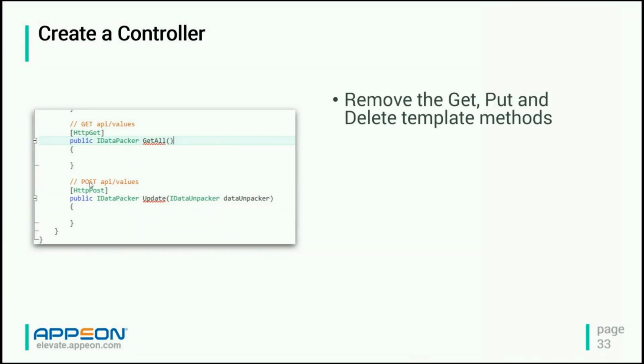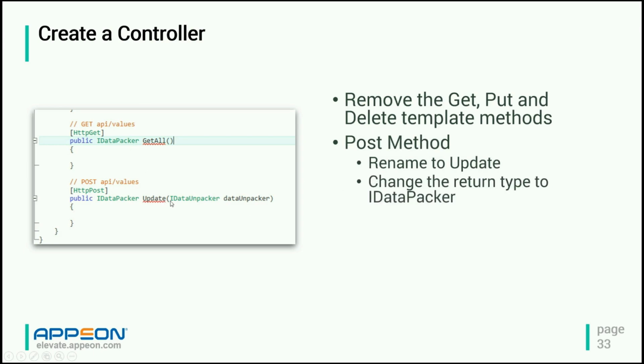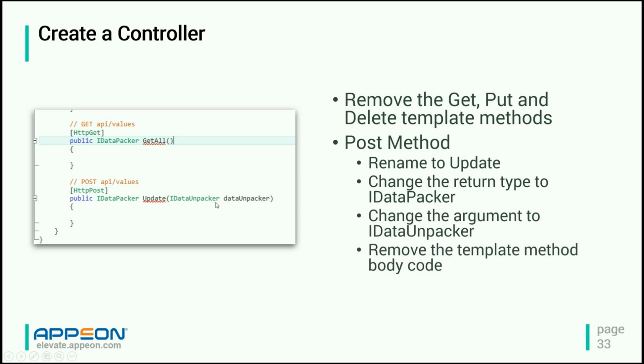I'm going to do the same thing with the other methods in here, the get and put and delete. I'm deleting those just because I'm not implementing those. In a more full featured API, you might implement those as well. The only other one I'm worried about is the post method. I am going to rename it to Update because that was what I had in my service layer. And I'm going to change what it returns to the iDataPacker as well, the same as what GetAll returns. And then I'm going to change the argument to be iDataUnpacker, and remove the code that was originally put in here from the template. So these are the two methods I'm going to implement on the controller.